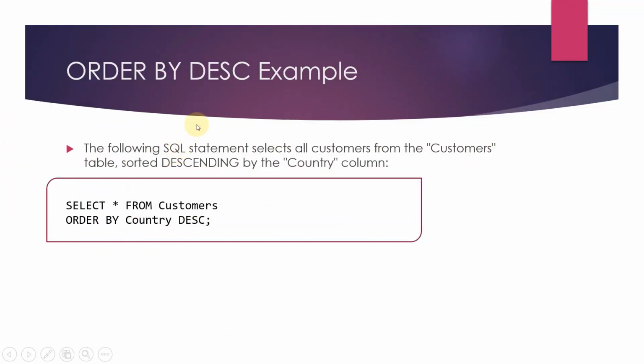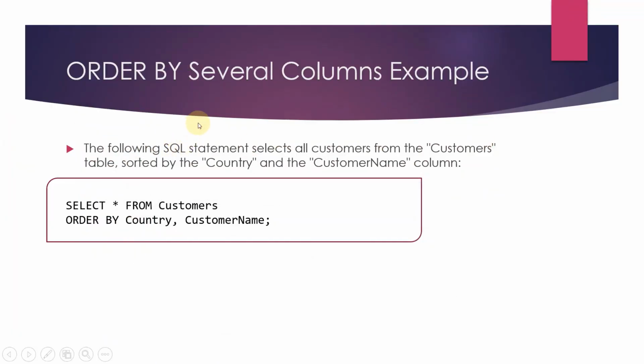Okay, next. Order by several columns example. The following SQL statement selects all customers from the customers table sorted by the country and the customer's name column. Okay, so let's do it and demonstrate it on Microsoft Access.